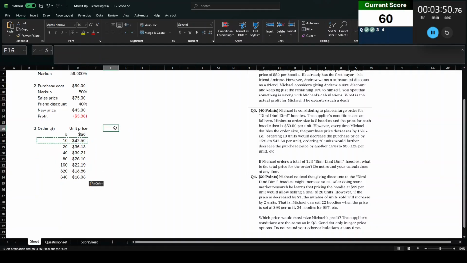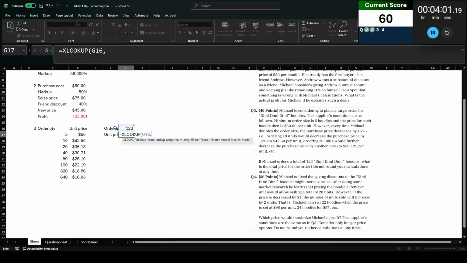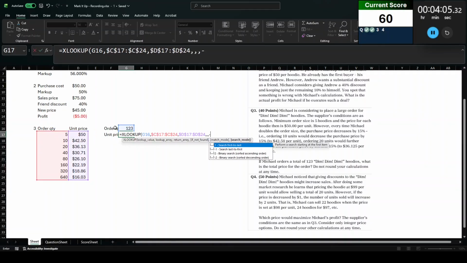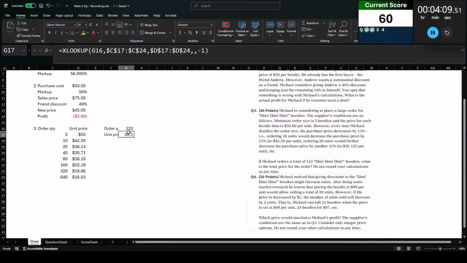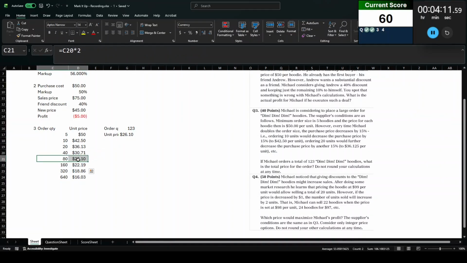So what we're going to do is put order quantity, and that's going to be 123. Unit price is going to be an XLOOKUP. We're going to XLOOKUP this value from this list and return the corresponding unit price or the next smaller item. So right, 123 hoodies should cost $26.10 each.